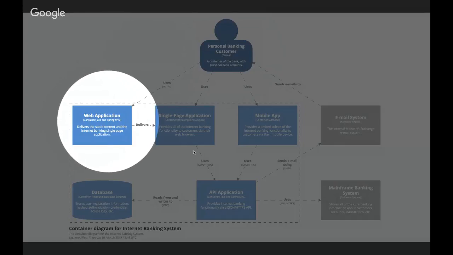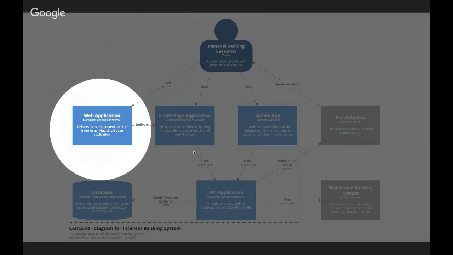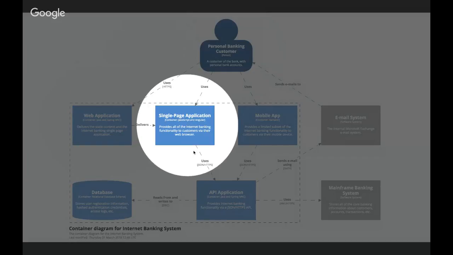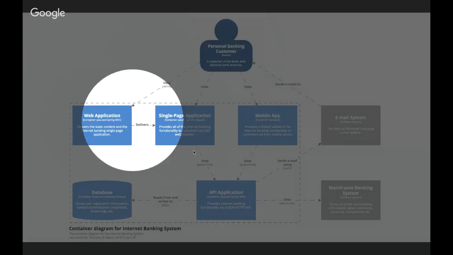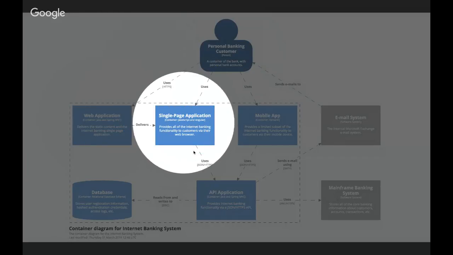Let's imagine that the internet banking system was actually a kind of rich single page application written in JavaScript and Angular. From a deployment perspective, of course, you would probably bundle up all of that JavaScript into your backend server-side web application. But from this perspective, from a container perspective, it's really a separate application because it's running in a separate place. It's running in a separate process space. So this is the backend server-side web application, and this is the kind of browser-side, client-side single-page application.